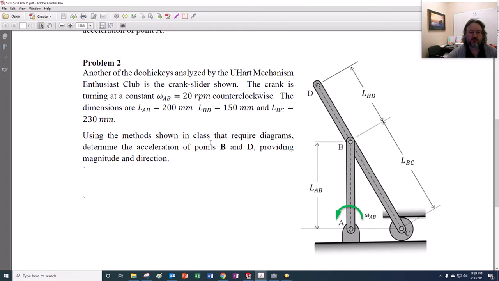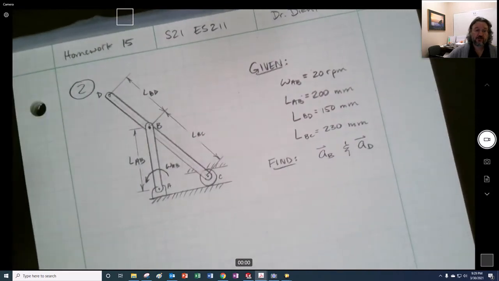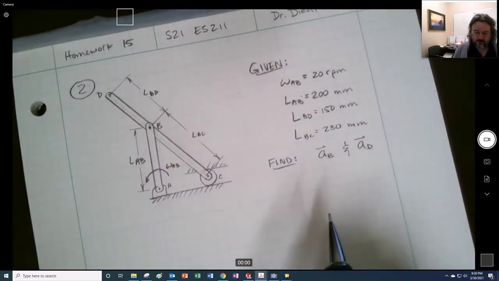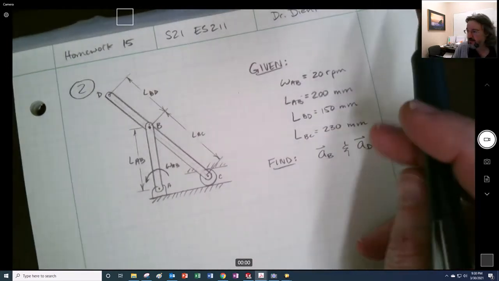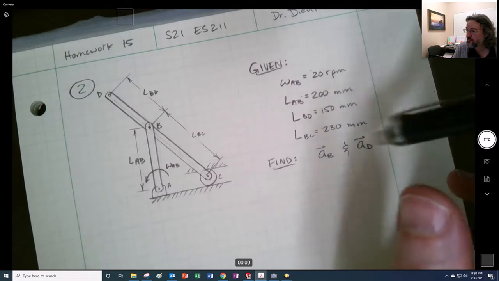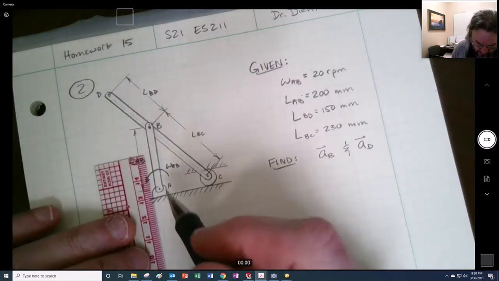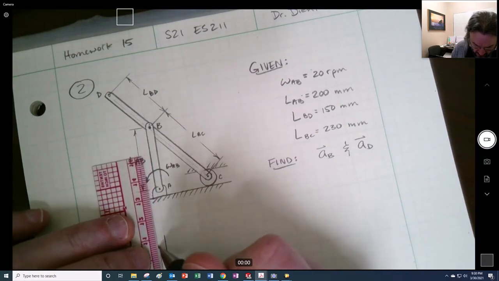Using the methods shown in class that require diagrams, determine the acceleration of points B and D. I call it a 3-diagram method, but not all the professors do. Here I've drawn this thing out, repeated here, and we'll start off with a velocity analysis. I didn't ask you for the velocities at every place, but we do need to do a velocity analysis. So we start off with doing a velocity.